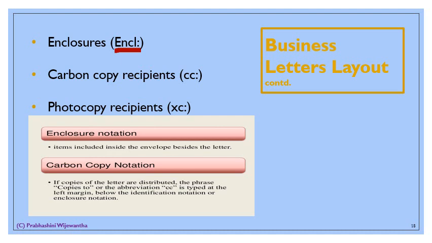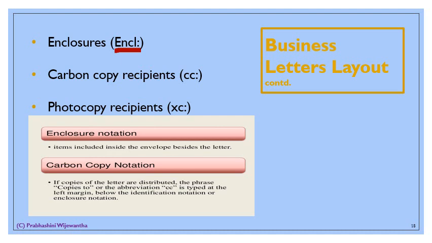Sometimes what we do is we take a photocopy of the letter and then send it to somebody else. So then you mention XC. X refers to photocopy. Why? Earlier, photocopies were referred to as Xerox copies. Why? Because in the early days, there were only Xerox brand photocopy machines. So people used to call the photocopies Xerox copies.